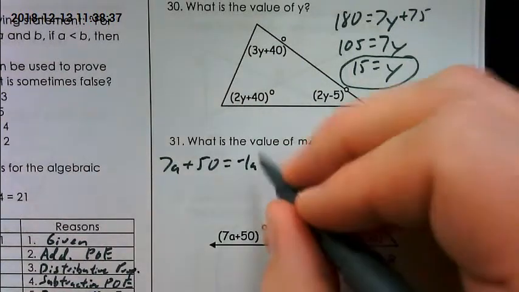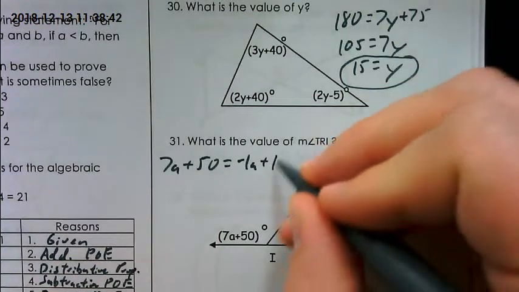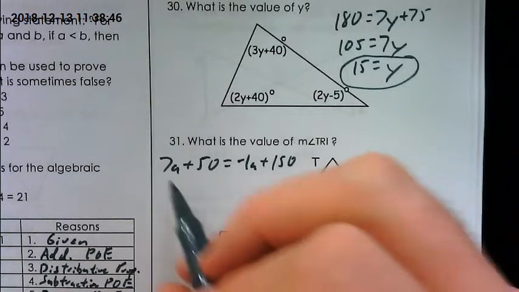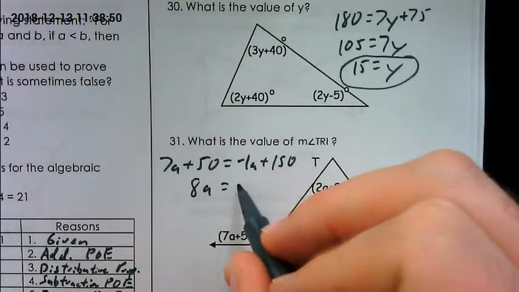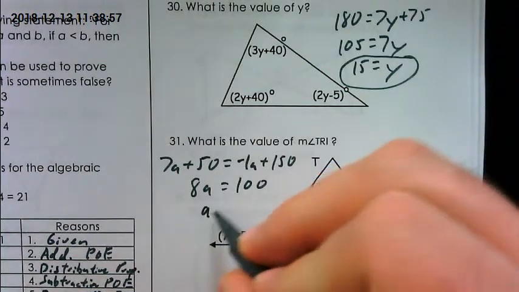80 and 70 would add up to 150. So then if I bring this over this way, I'd be adding one more A, so that'd be 8A. Subtract the 50, that'd give me 100. So then I'd have 100 divided by 8, which gives me 12.5.